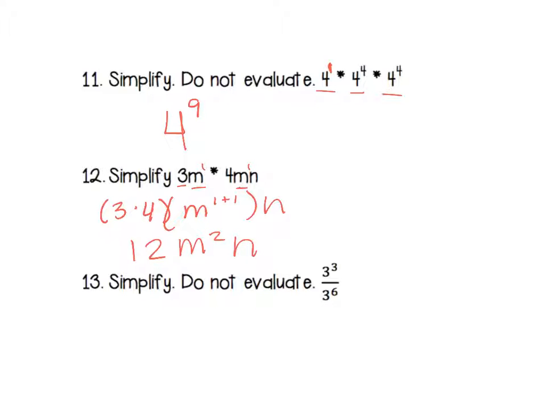And then again on 13, that's like problem number 9 that we did. We just keep our base the same, and we subtract our exponents. So we've got 3 to the negative 3rd power, but we need to write that as its reciprocal, and that's 1 over 3 to the 3rd power, and we keep the exponent positive.